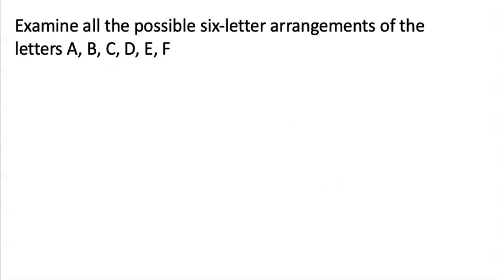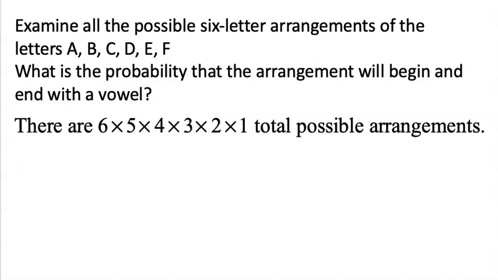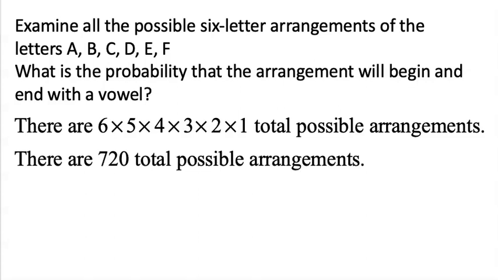Again, 6-letter arrangements of the letters A, B, C, D, E, F. Think of them as words with no repeated letters chosen from that set. And I'm asking, what is the probability the arrangement will begin and end with a vowel? So it begins with either A or E, then a bunch of consonants in the middle, and ends with a vowel. Again, we're not repeating letters. Every letter has to be used exactly once. Well, we've looked at the total possible arrangements in our previous question. 6 choices for the first letter, 5 for the second, 4 for the third, etc. 6 times 5 times 4 times 3 times 2 times 1, or 720 possible arrangements. So we know that. Now the question is, how many of those 720 both begin and end with a vowel?